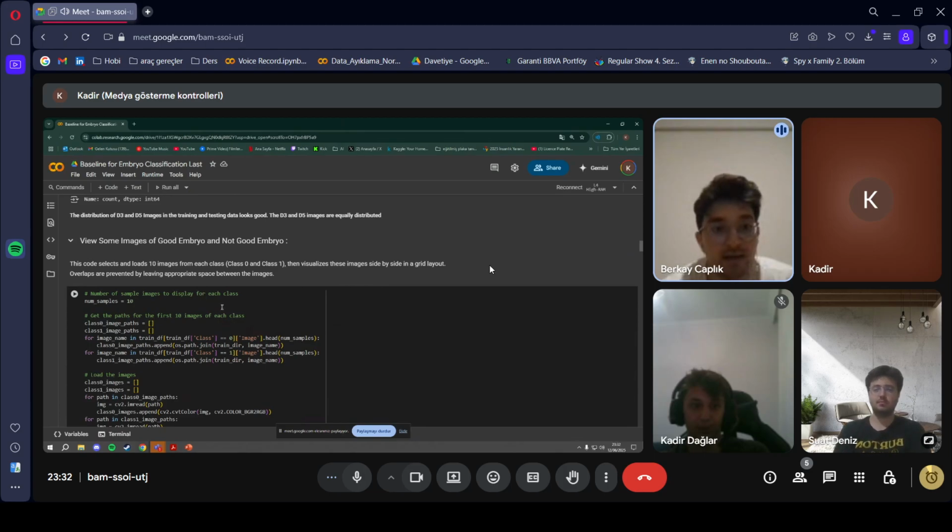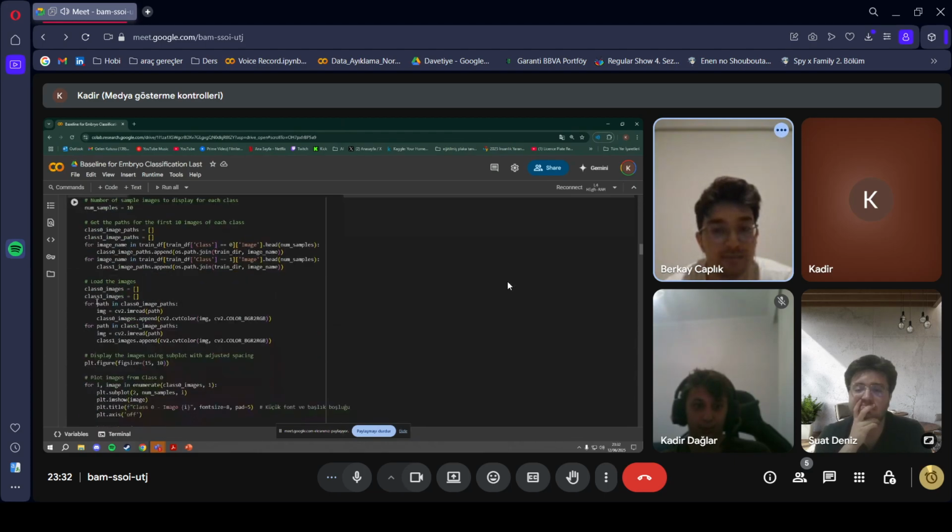This code selects and loads 10 images from each class, class 0 and class 1, then visualizes these images side by side in a grid layout. Overlaps are prevented by leaving appropriate space between the images.